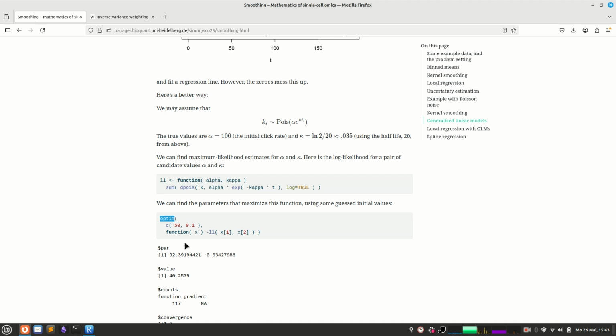This is a very nice, neat little function, because if you just want a quick and dirty result and don't want to bother writing out the gradient, then this Nelder-Mead is a good way of quickly getting a result, and that's what the optim function does.